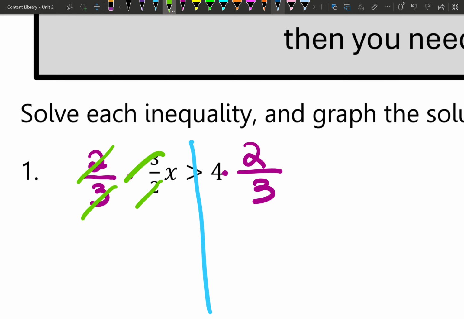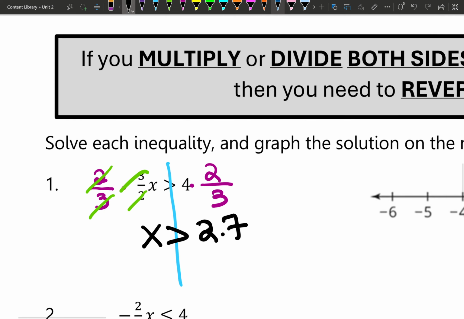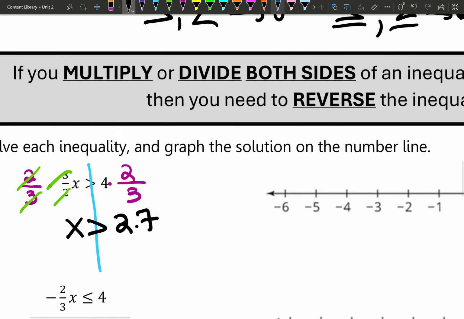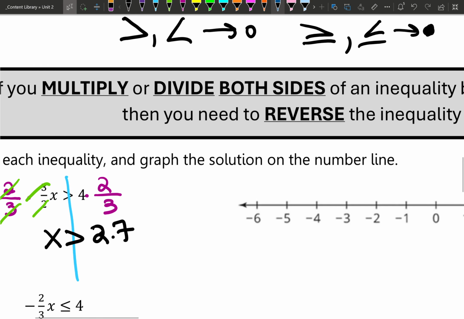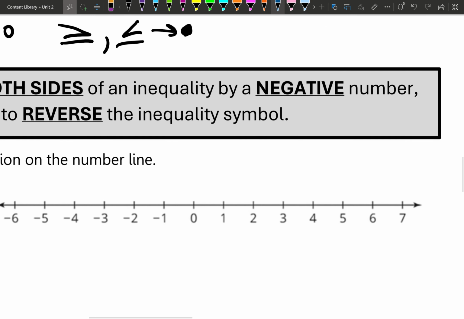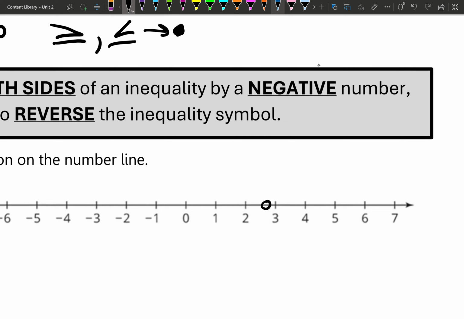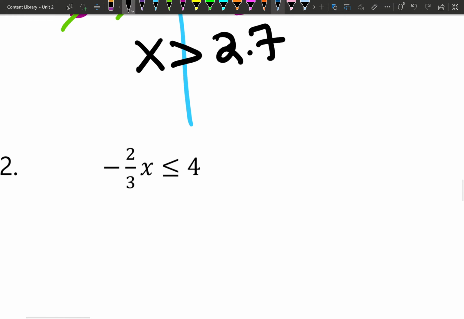The 2's cancel, the 3's cancel on the left. I have x is greater than 4 times 2/3, which gives me 2.7. X is greater than 2.7. Okay, it's a greater than, it doesn't have an equal to, so 2.7 gets an open circle. Greater than is to the right, because the numbers are getting bigger to the right, so I'm drawing an arrow to the right. Fantastic. Not too bad.